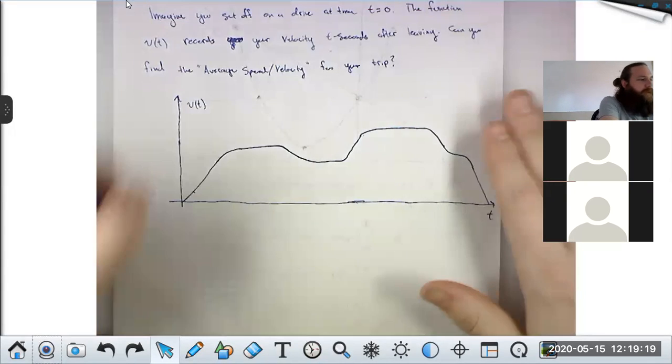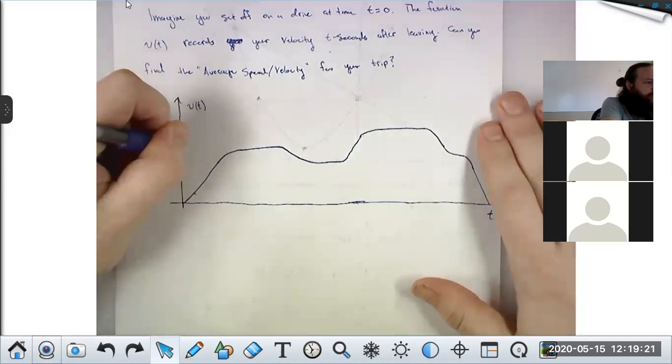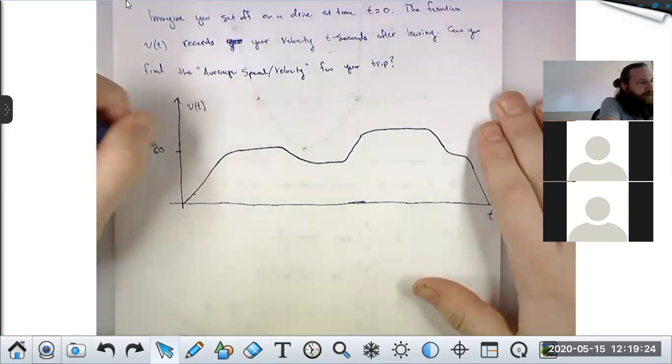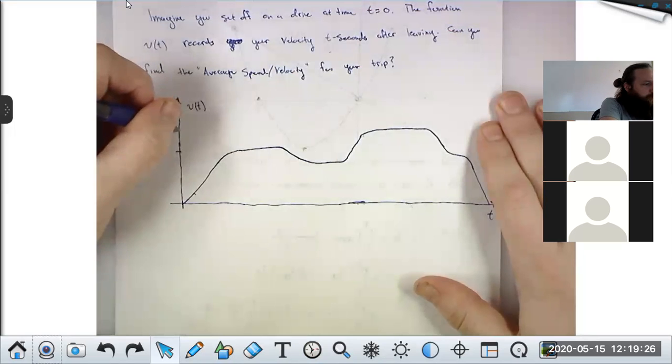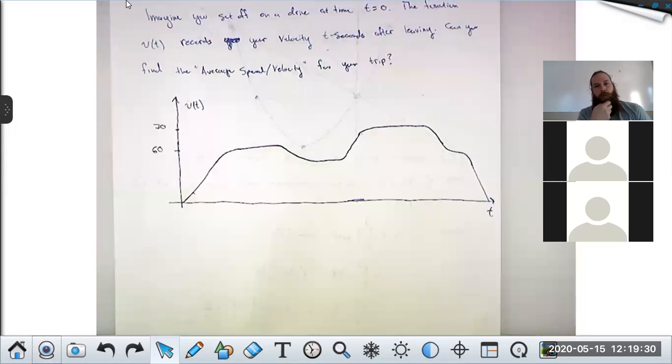So maybe right around here, something like 60, 65. Maybe I get up to a maximum speed of like 70, something like this. This is a probable graph for a short trip like that.